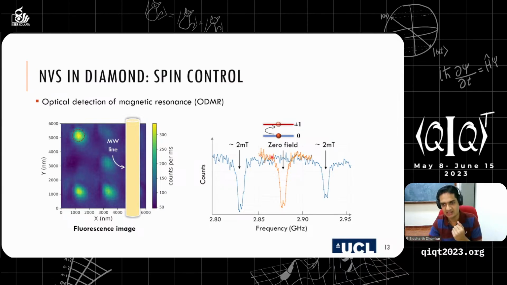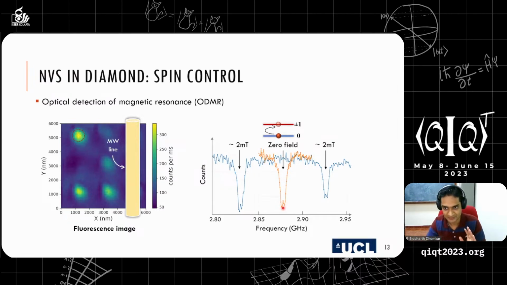Nothing happens until this frequency is in resonance with this level separation. When it's in resonance, you are going to actually change the spin state. It will go from 0 to plus minus 1. Now, as we saw, plus minus 1 has a lower probability of emitting a photon. So the photon count rate will go down when you are in resonance. Only when you are in resonance, you will get a dip. If you are not in resonance, you won't get a dip. A dip in fluorescence count rate. That's what's happening.